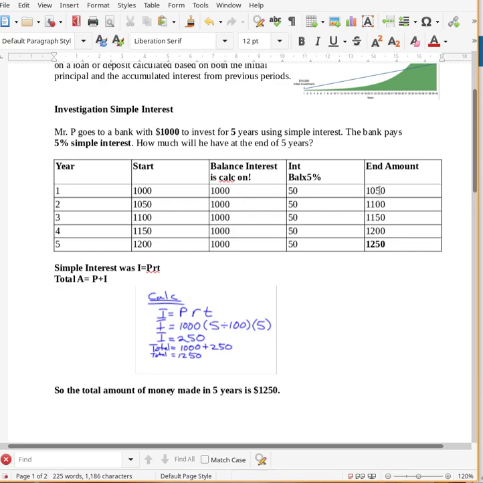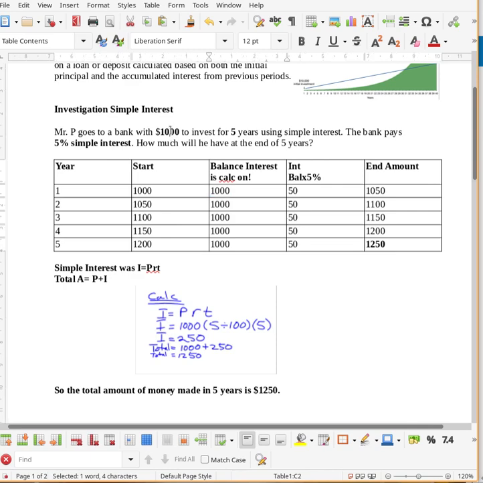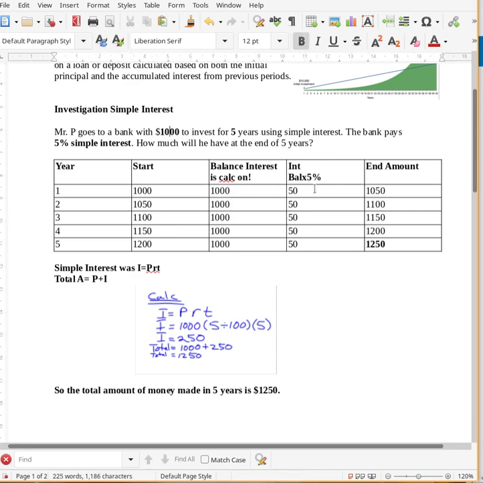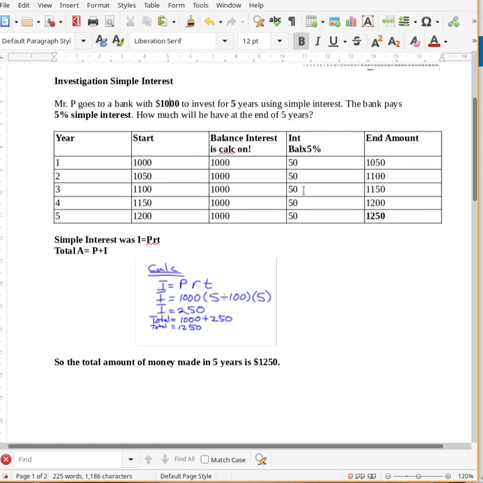Now, you'll notice when you compare this to what we did before, right? Our number always increased by 50 bucks, right? Because we're always applying the interest not on the total amount, but just on the initial amount of money that we put in. So we always had an increase of 5%, which was 5% of 1,000 is 50, right?